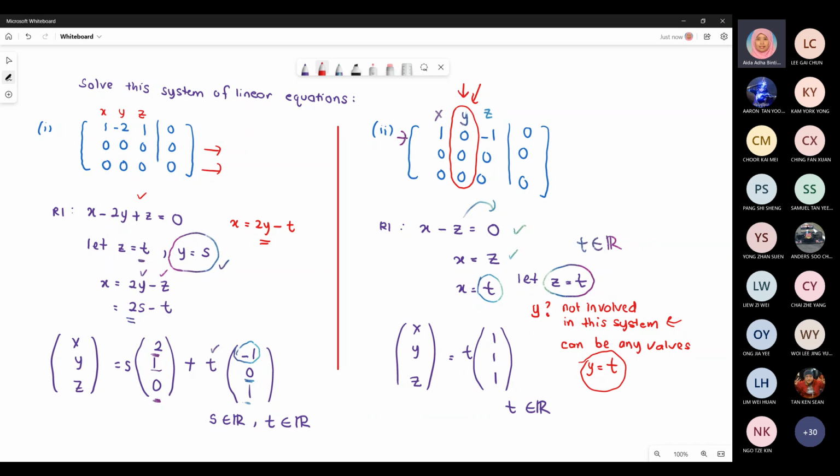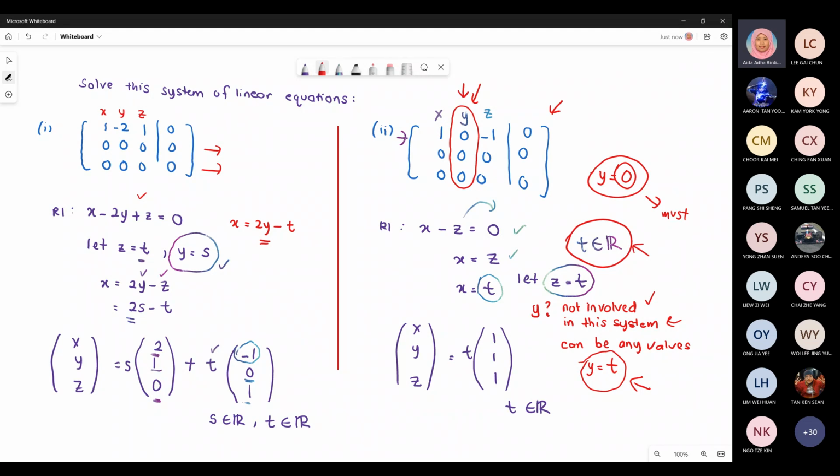Where t can be any real number. So you cannot put y equal to 0, because if you put y equal to 0, you already fix the solution for y to be 0. But based on the row echelon form that you have, you can conclude that y is not involved. No need to bother about the y value. Therefore, we need to let y be t, where t is any real number.